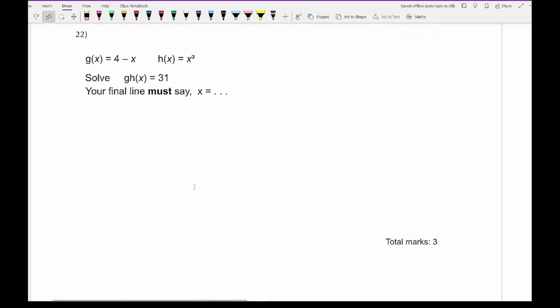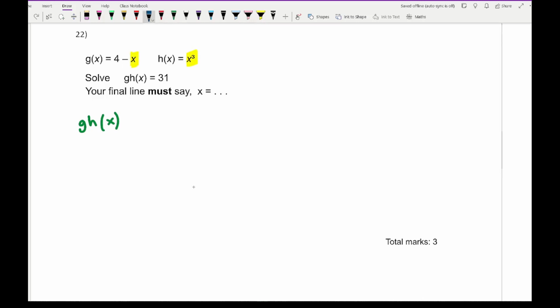Then moving on to question 22, it says g of x equals 4 minus x, and h of x is x cubed. Solve gh of x equals 31. It just says how we want our line written. So the first thing we need to do is find gh of x. So I'm going to substitute h of x into g. I'm going to substitute this for this.